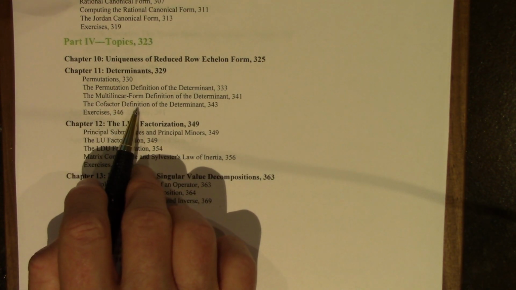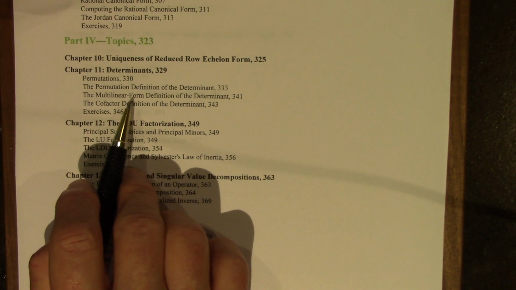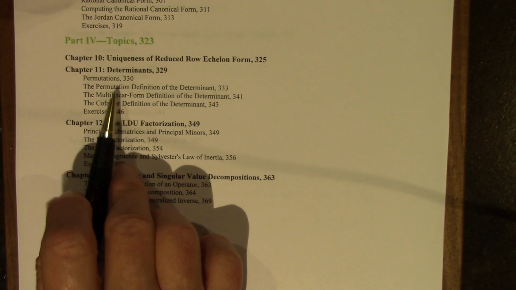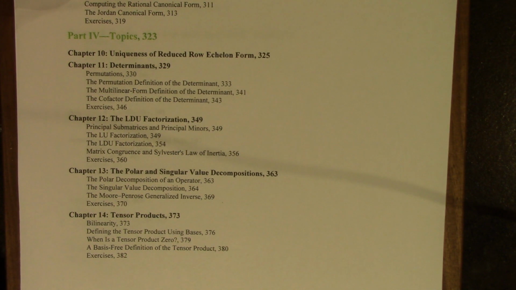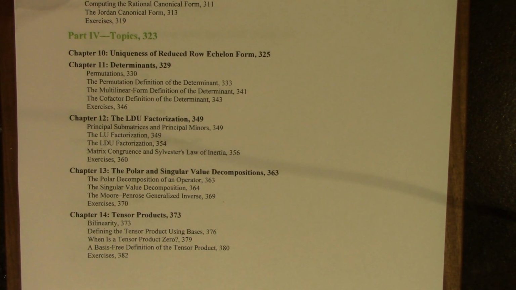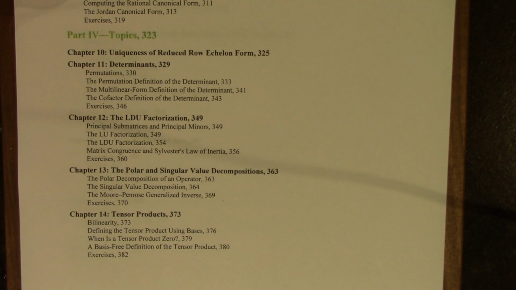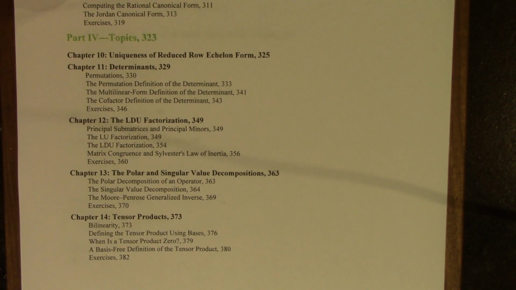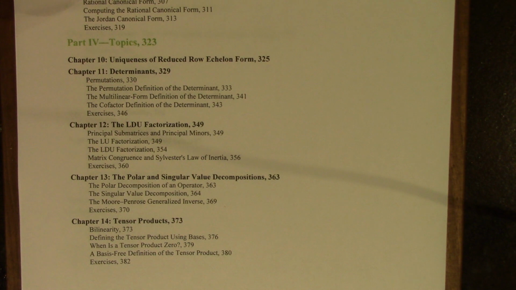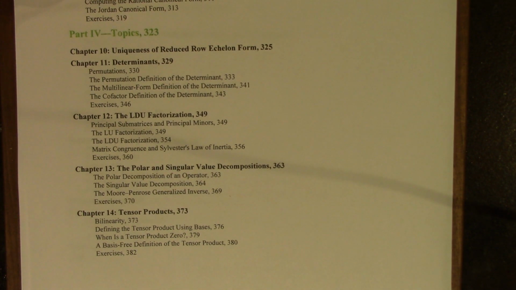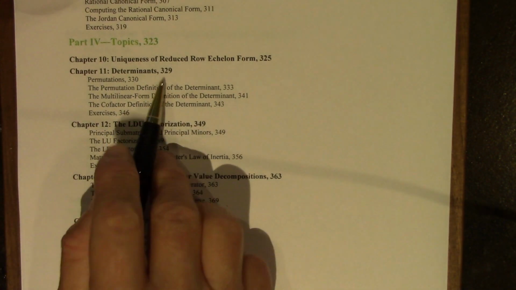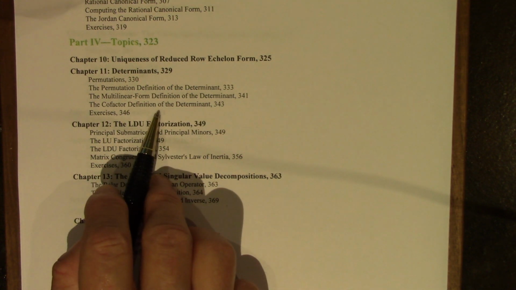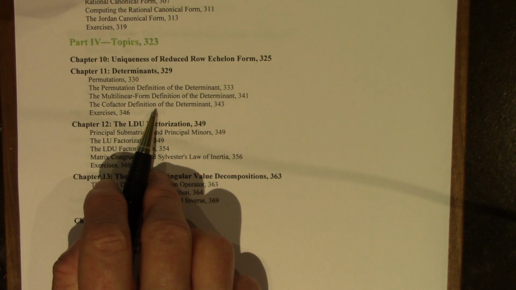There's also a topics chapter on determinants, which goes through the 3 different definitions of determinant, the common definitions. One uses permutations, one is in terms of multilinear forms, and the final one, the cofactor definition, is the one that you would see in a freshman, sophomore level course in linear algebra. But I give all 3 definitions, and I prove that they're all equivalent.